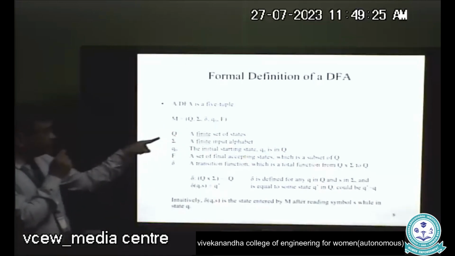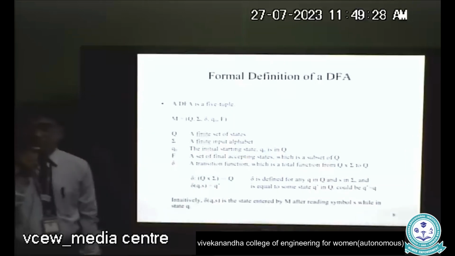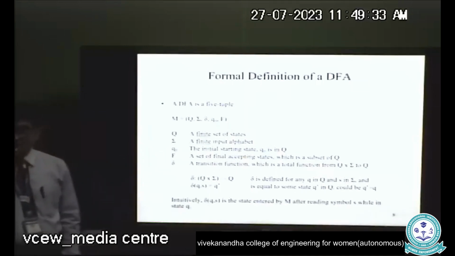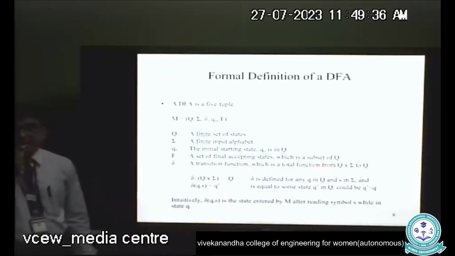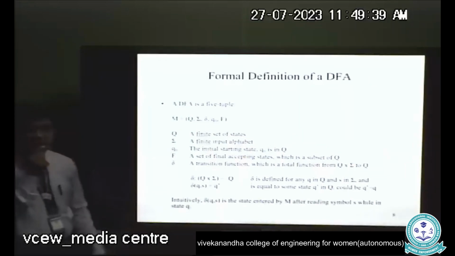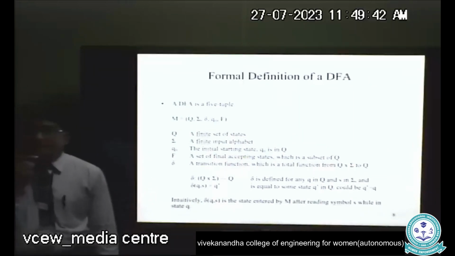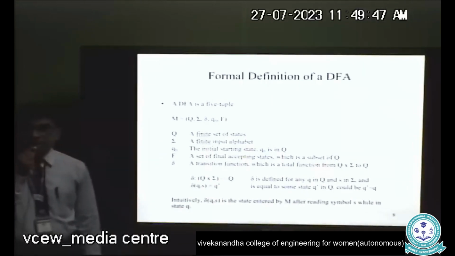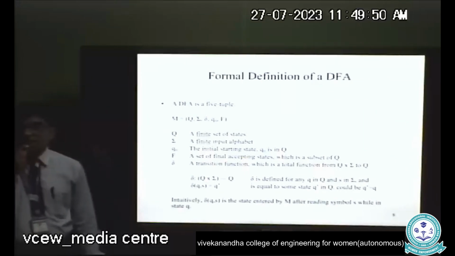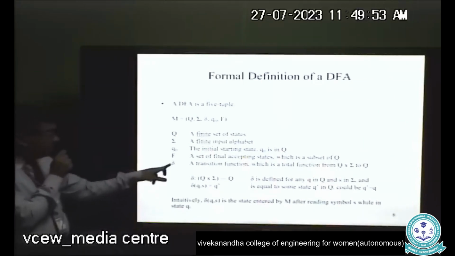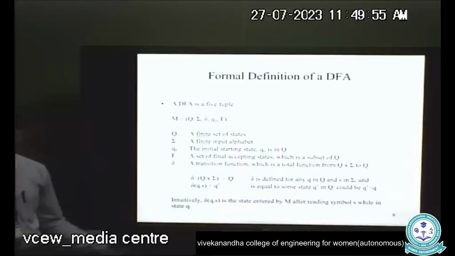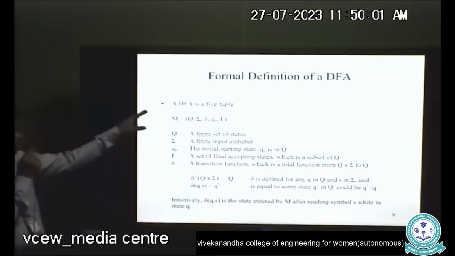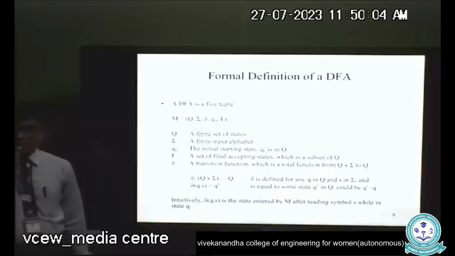These 5 tuples are, the first one, Q. The Q is nothing but the finite set of states. The second one is sigma. The sigma is called a finite input alphabet. The next one is Q0. Q0 is represented as the initial state of the transition diagram. And capital F represents the final states of the transition diagram. The next one is delta. The delta is a transition function. So these 5 tuples define the concept of deterministic finite automata.